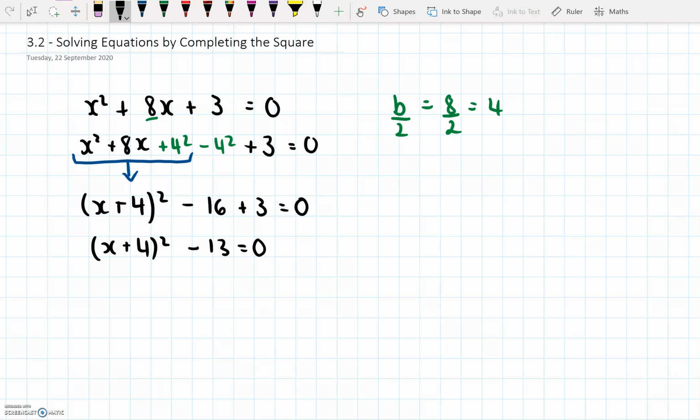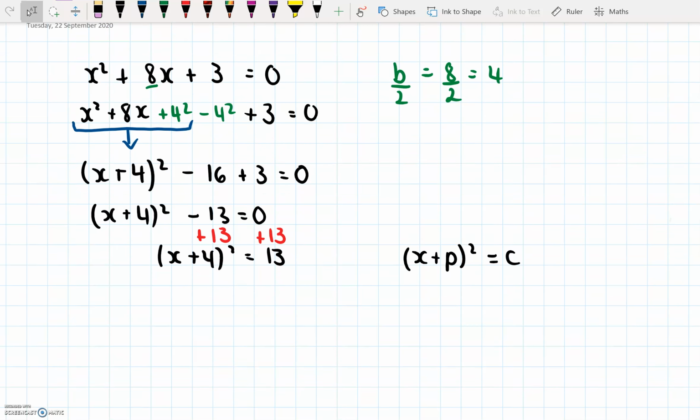All right, and as I said, normally we try and make quadratic equations equal to 0, but as you know from a few lessons ago, now we can actually solve this without making it equal to 0. So this is in the form of something squared equals something. So we're going to firstly move the 13 to the other side, and that gives us x plus 4 squared equals 13. And this is now in the form of x plus p squared equals c.